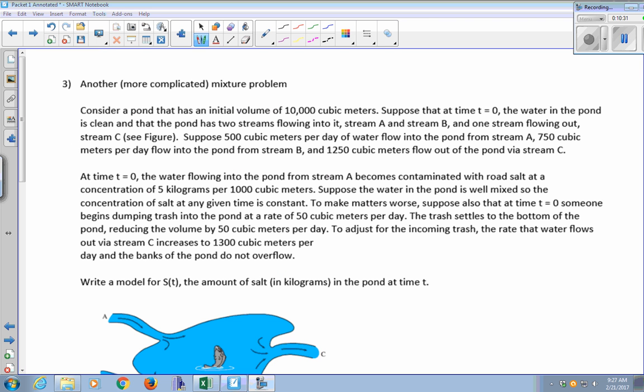All right, so we're going to look at another mixture problem, right? So we talked about one in one of our earlier classes, and we're going to do one that has a little wrinkle thrown in this time. So we have a pond with an initial volume of 10,000 cubic meters, and suppose that at time t equals 0, the water in the pond is clean, and there are two streams flowing into it, stream A and stream B, one stream flowing out, stream C.